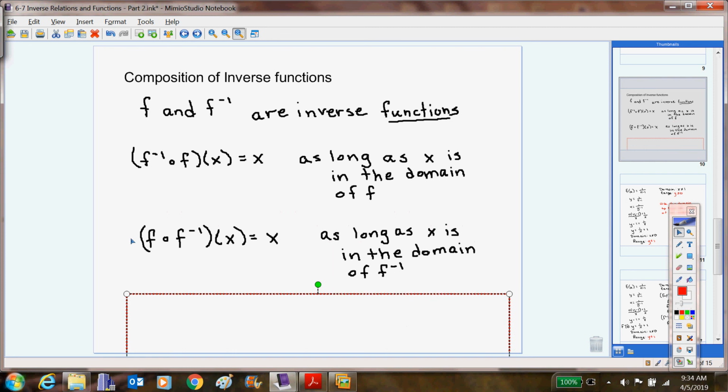And also if you switch them, this is the only time that composition of functions actually comes out to be commutative, only when you have the function and its inverse. But once again, you've got to watch out for the domains. They might cause you a problem.